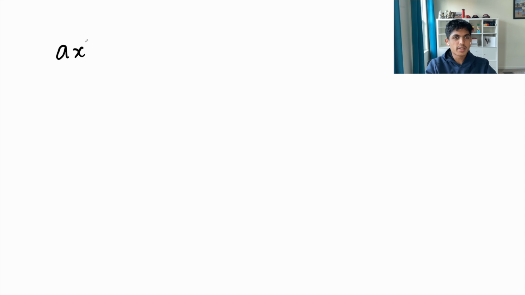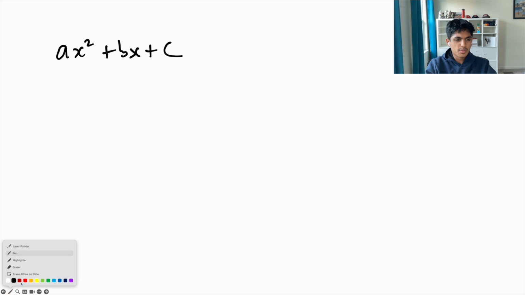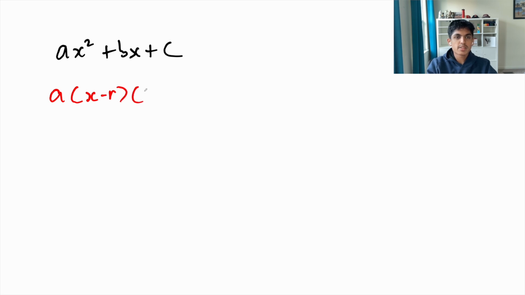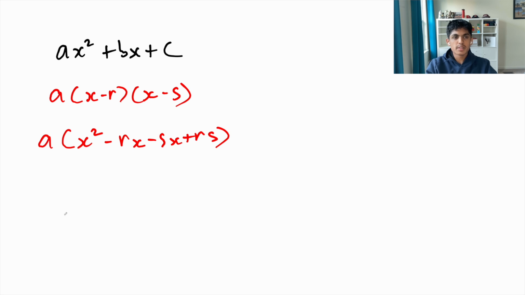Starting with the standard form of a quadratic, ax squared plus bx plus c, where a, b, and c are integers. Let the roots of this quadratic be x equals r and x equals s. So this quadratic should be factorable as a times (x minus r) times (x minus s). So let's start by expanding this out. This will give us a times (x squared minus rx minus sx plus rs). And distributing the a gives us ax squared minus a times (r plus s) x plus ars.